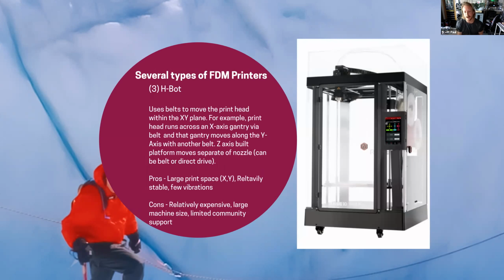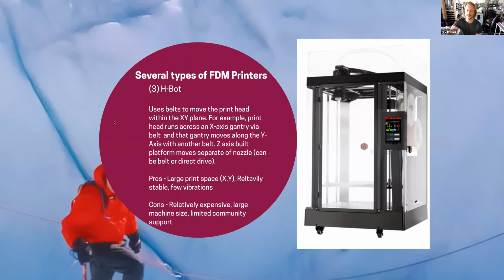Then we have H-bot printers. This exact printer is the one that Luxel has. These use belts to move the print head within the XY plane. There's belts that run along the top sides, in both directions. The print head will run across an x-axis gantry, which is this bar here, and that gantry will move along a y-axis gantry as well, with some other bars going this direction. You can actually see it right here.